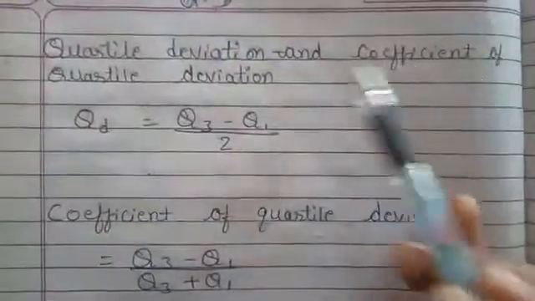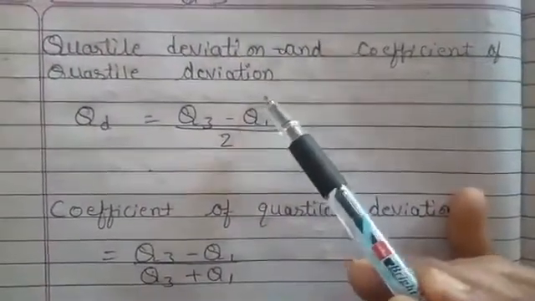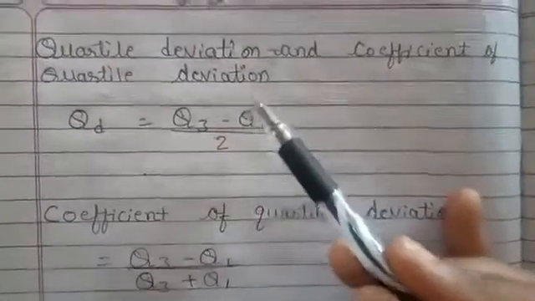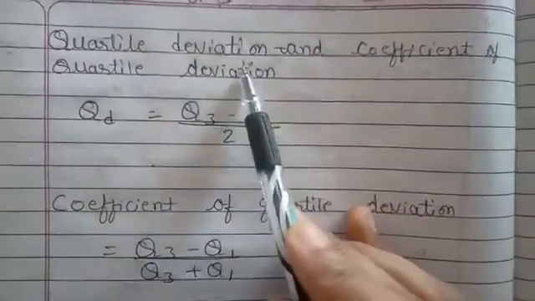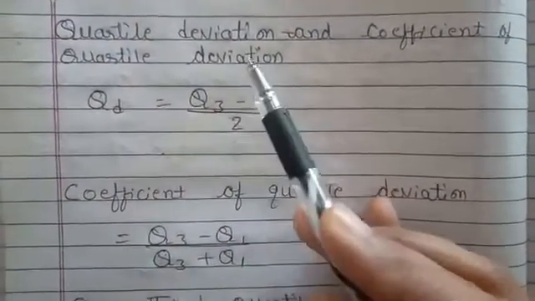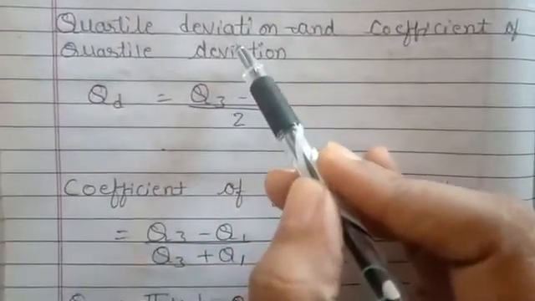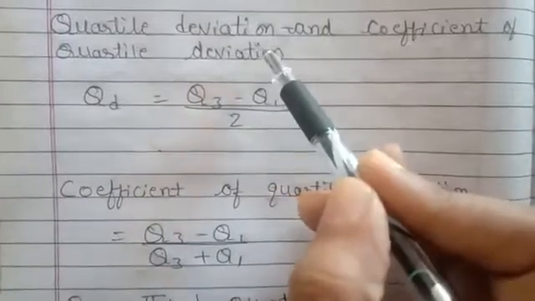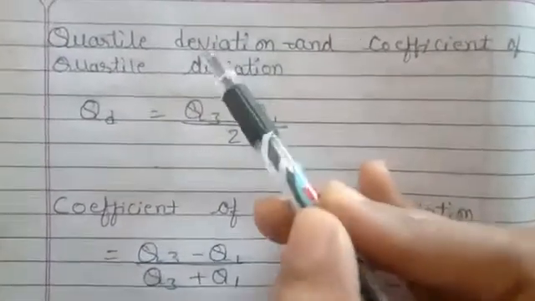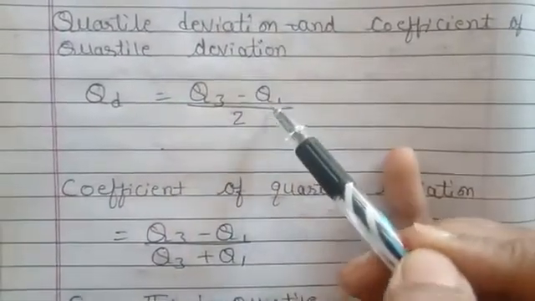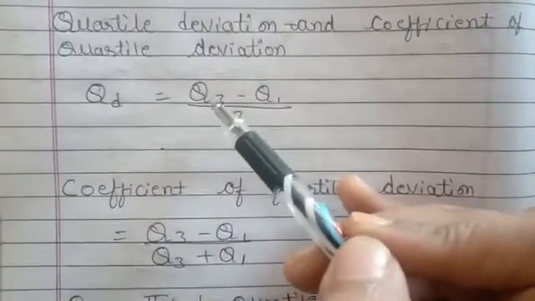Now, quartile deviation and coefficient of quartile deviation. In our last video, we have already discussed what we mean by quartile deviation. Again, I am revising one time. Quartile deviation takes into consideration the middle 50% of the observations. That is, it is based on Q1 and Q3, that is quartile 1 and quartile 3.